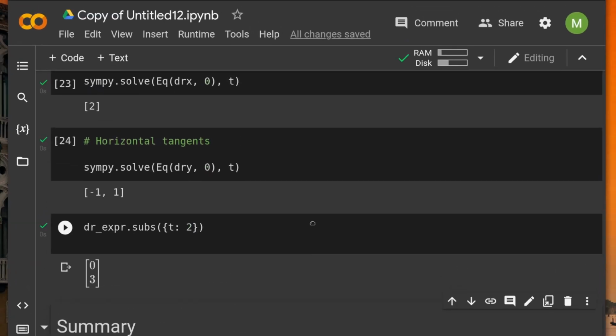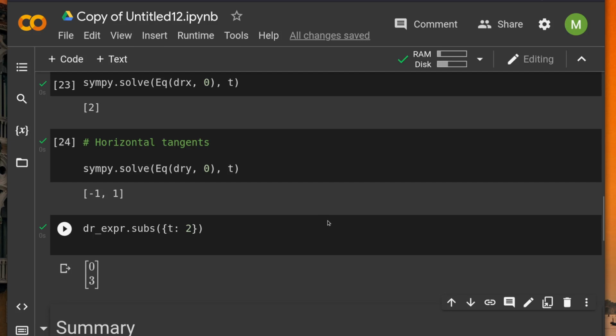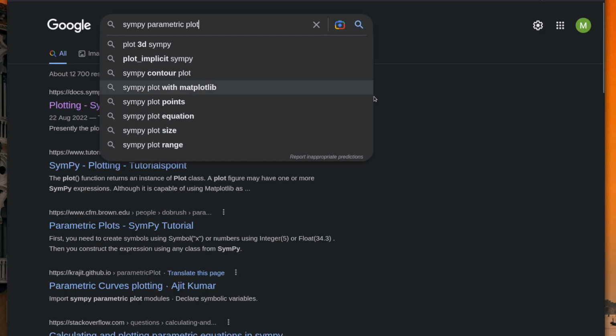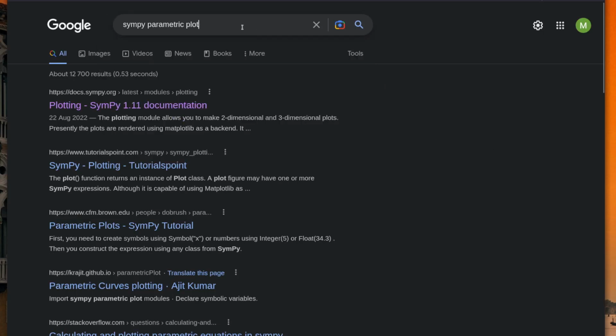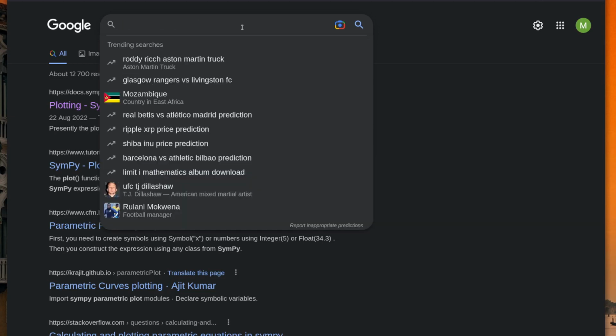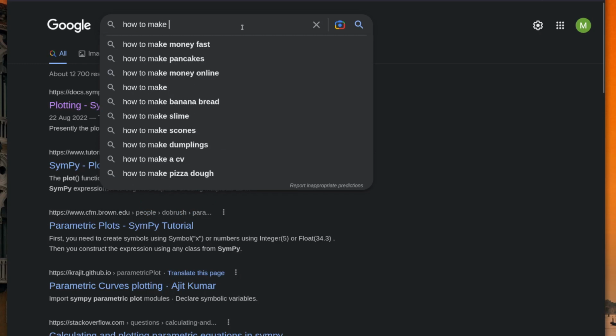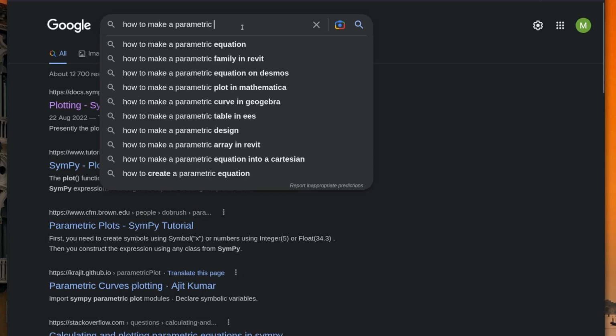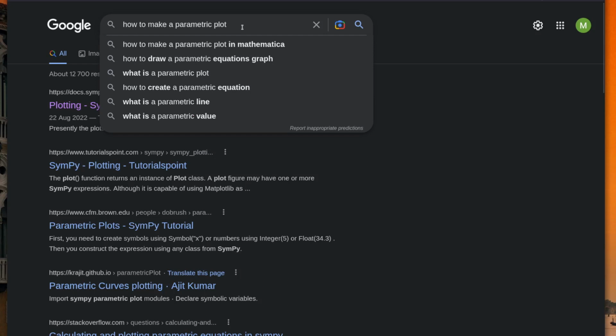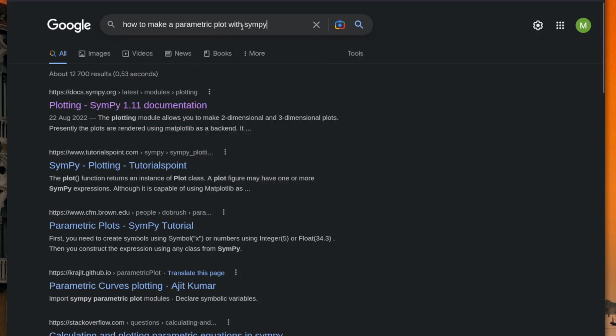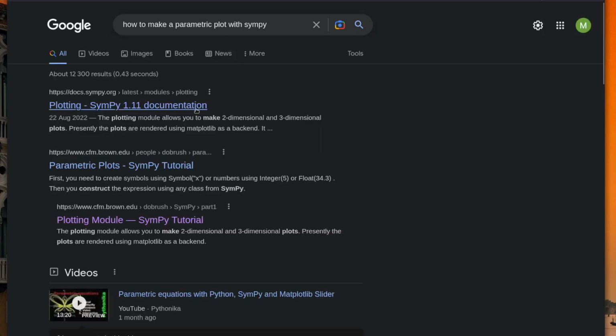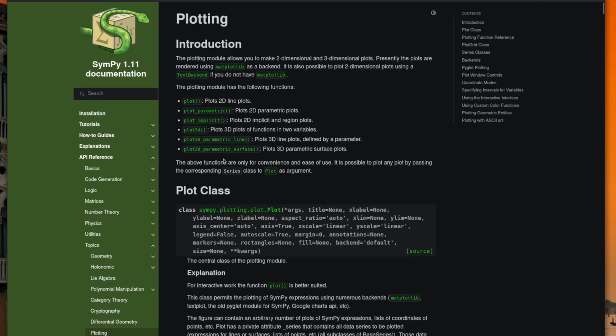Okay, but we're not going to make our plot by hand. What we're going to do is use SymPy to make our plot. So if you don't know how to do something, Google is your friend. So let's see, how to make a parametric plot with SymPy. That will take you to the SymPy documentation. Here is the SymPy documentation.